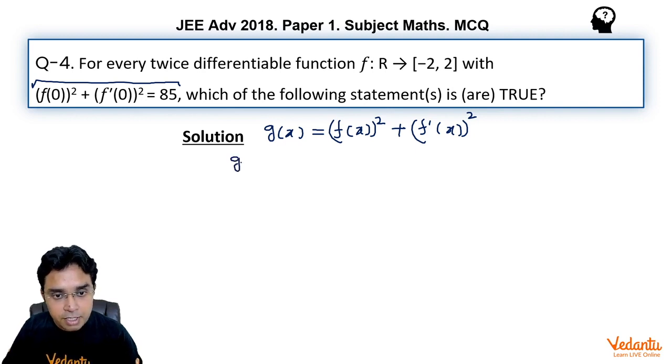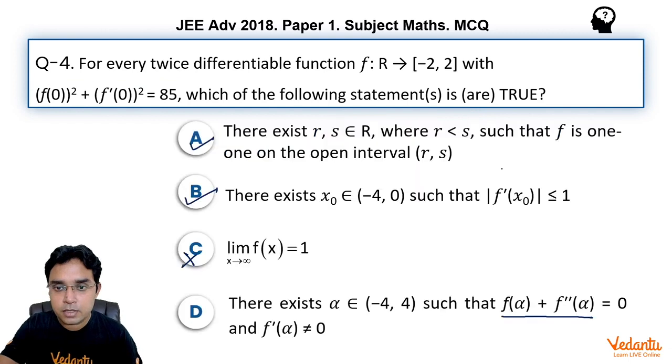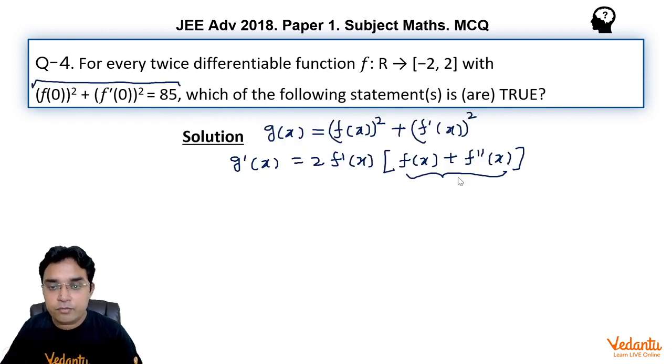If we differentiate this g function, we can find 2 times f'(x) into (f(x) plus f''(x)). So what we need to prove? We need to prove that at x equal to alpha, this bracket will be equal to 0 and this f'(x) will not be equal to 0.